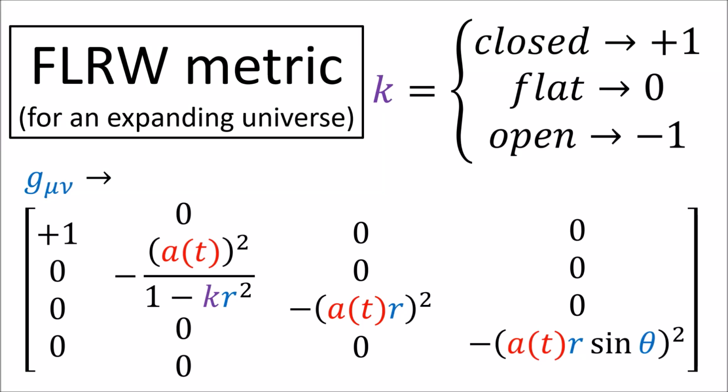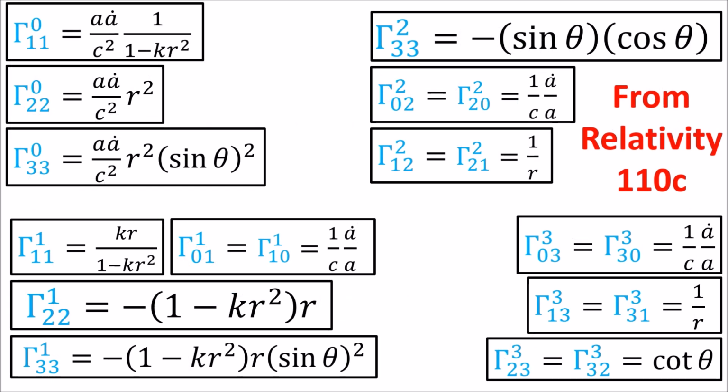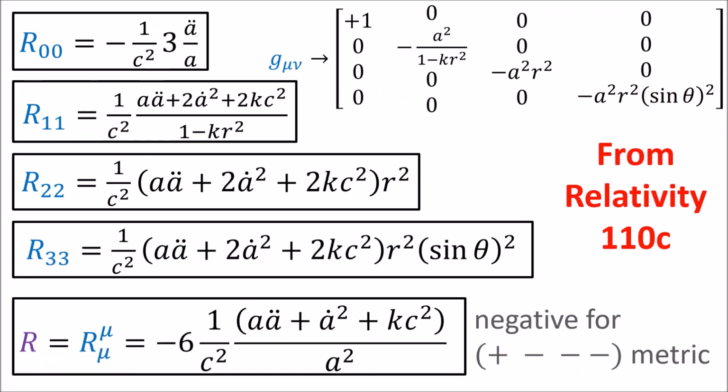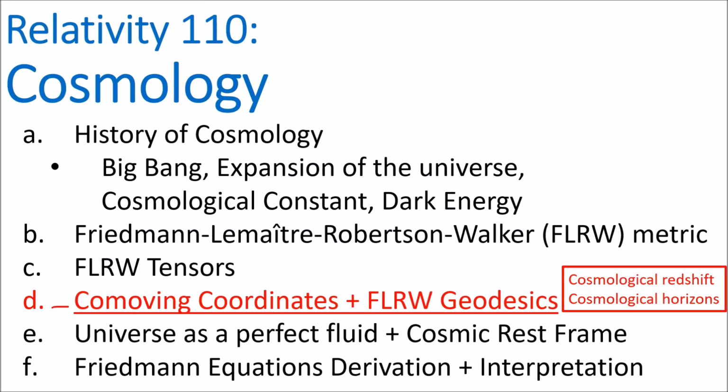So we've derived the FLRW metric, which is the spacetime metric that describes an expanding universe, and we've also derived the various tensors related to the FLRW metric. In this video, we're going to calculate the paths of free particles in an expanding universe, and these paths are the FLRW geodesics. This will also lead us to discussing comoving coordinates. We'll also talk about cosmological redshift of light in an expanding universe and cosmological horizons.